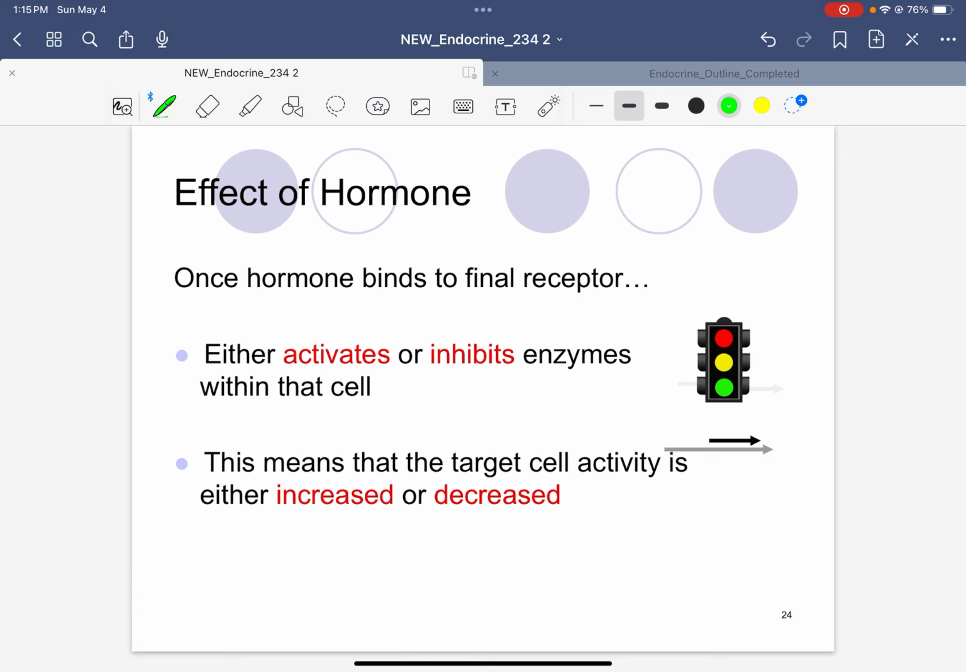Grow. What does erythropoietin say to the red bone marrow? Produce red blood cells. What does insulin say to the liver? Uptake glucose and store it as glycogen. What does testosterone say to the testes? Produce sperm. What does testosterone say to the muscle? Testosterone says to the muscle, build more muscle. So each hormone is a chemical messenger.